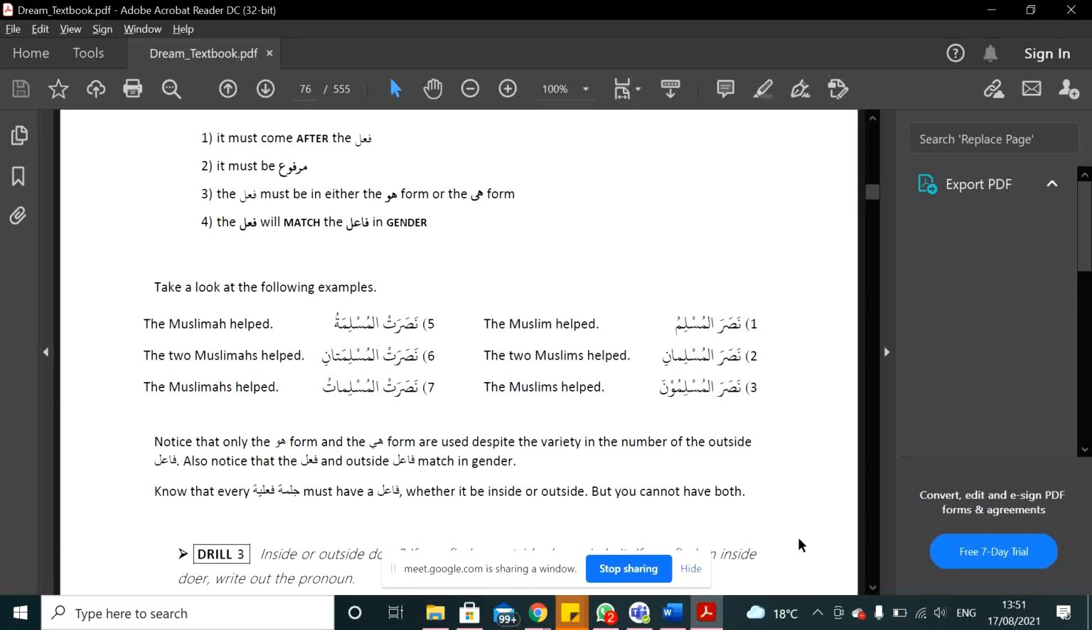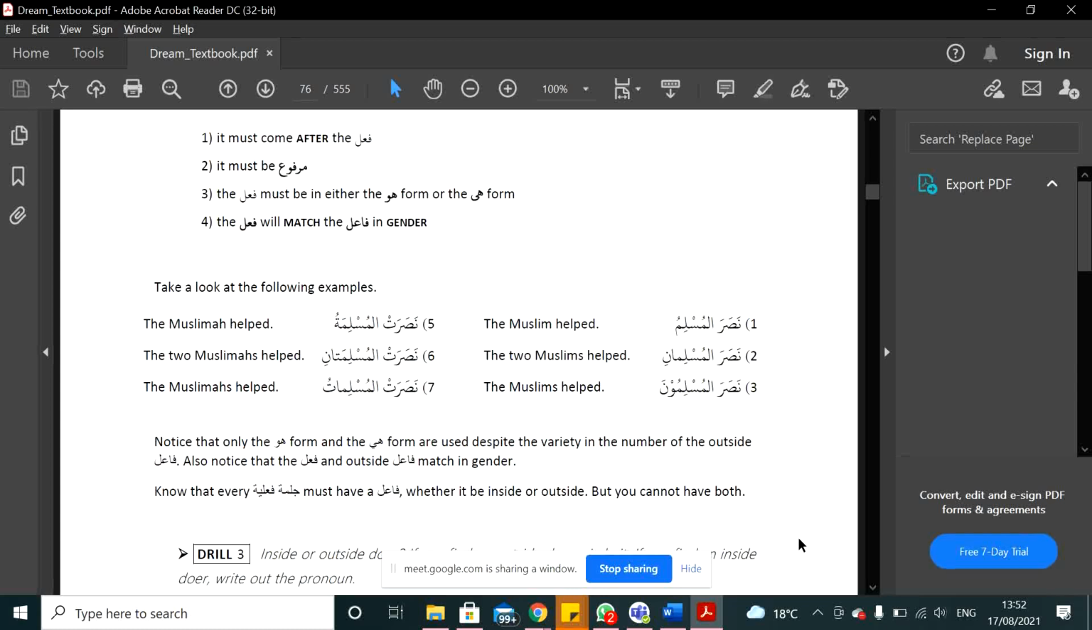Yes, and they need to match gender, and marfu. And it has to come after a fa'il. Sorry, it has to come after a fa'il. Yes, you have to come after the fa'il.